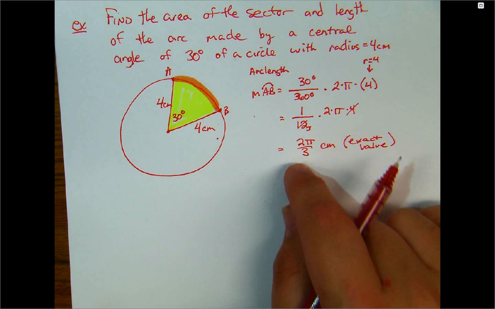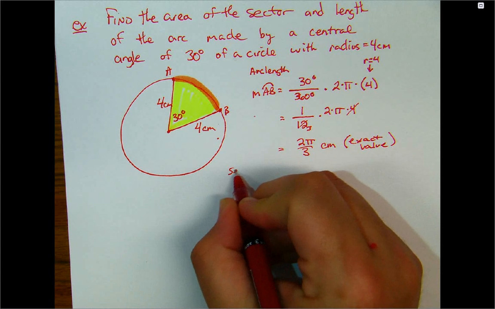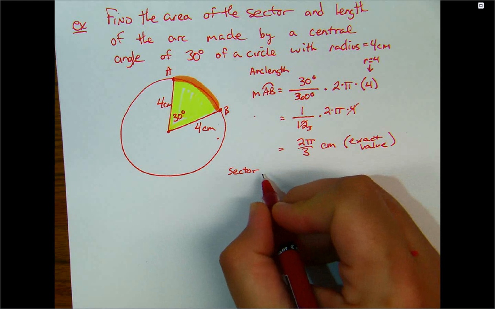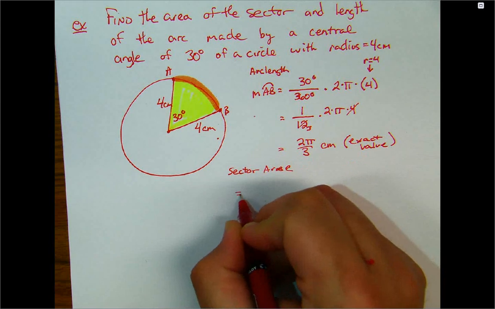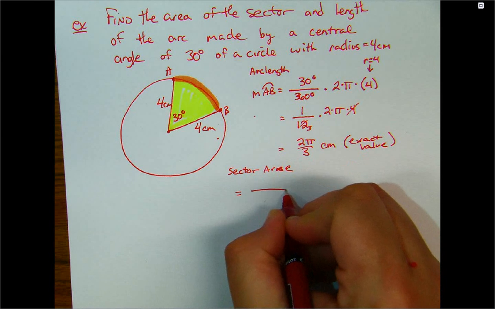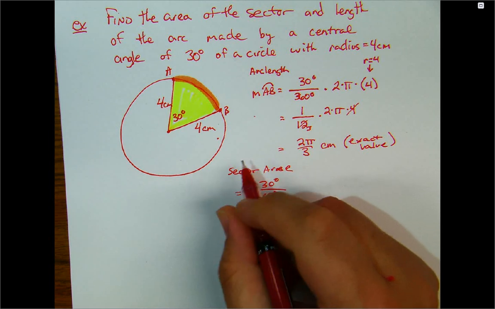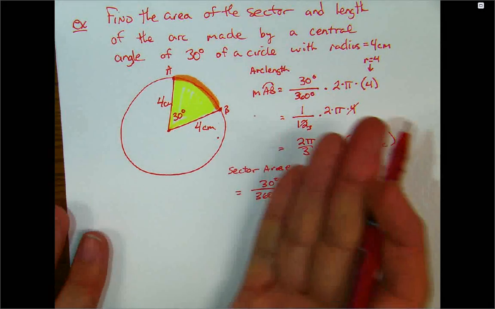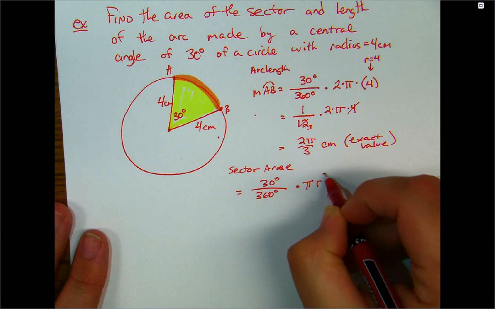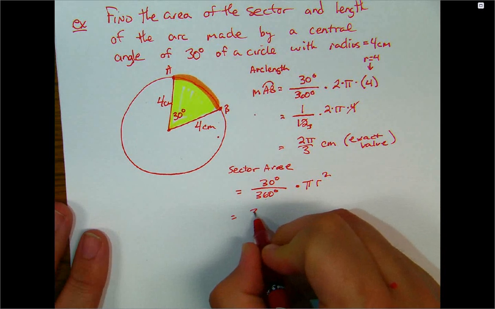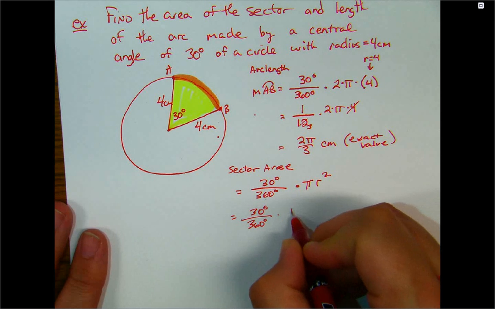Now, the sector length, or the sector area rather, that's going to be equal to the same thing, 30 degrees over 360 degrees, because we still want to take that much of the circle times pi r squared, which in this case would be 30 degrees over 360 degrees times pi times 4 squared.